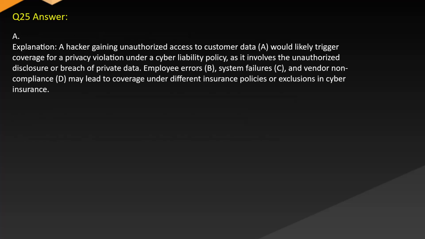Answer A. Explanation: A hacker gaining unauthorized access to customer data (A) would likely trigger coverage for a privacy violation under a cyber liability policy, as it involves the unauthorized disclosure or breach of private data. Employee errors (B), system failures (C), and vendor non-compliance (D) may lead to coverage under different insurance policies or exclusions in cyber insurance.